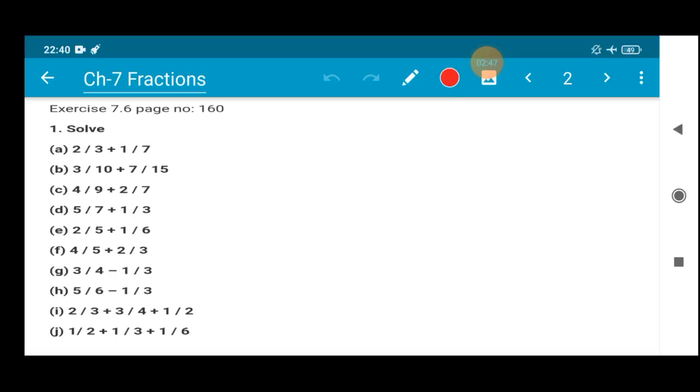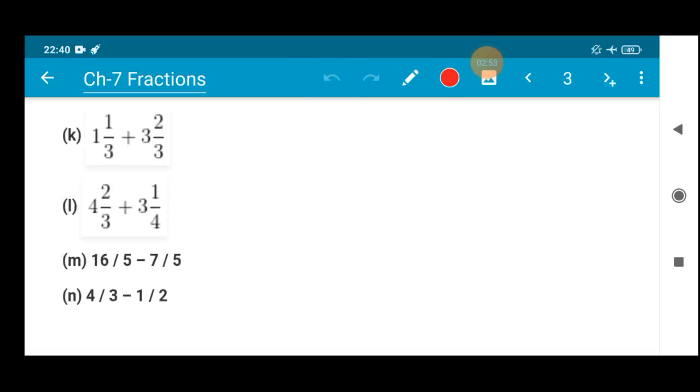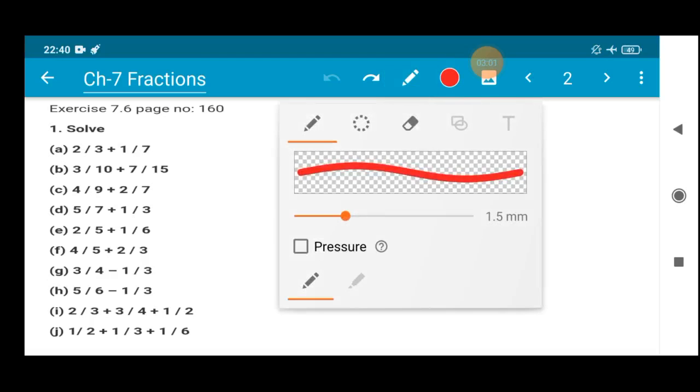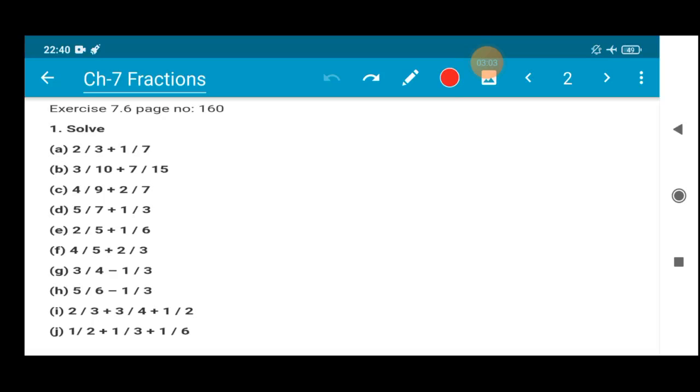Let us now solve question number 1 from exercise 7.3. So you can see here it is 10 questions, and 14 questions altogether. So we will be solving only a few questions from here in today's session, and in our next class, we will be solving the remaining ones.